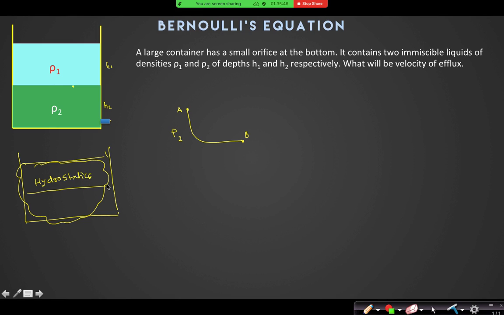As it is in hydrostatic condition, I can easily find the pressure at this point A, which is simply P naught plus rho 1 g h1. I have not applied Bernoulli actually, I have applied the hydrostatic formula here. Pressure at B is P naught. Between A and B, I will apply Bernoulli.